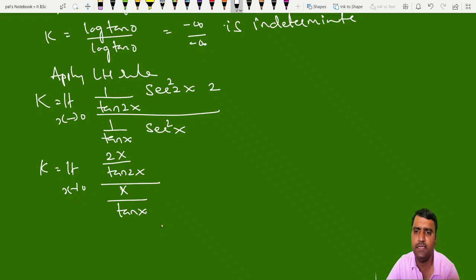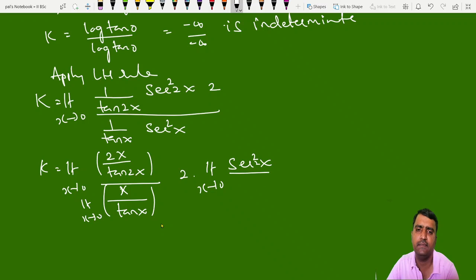So separately apply the limit to this, 2x by tan 2x when x tends to 0. And for this, separately apply the limit. This into 2 into limit x tends to 0 of secant square 2x by secant square x. You apply the limit 0.